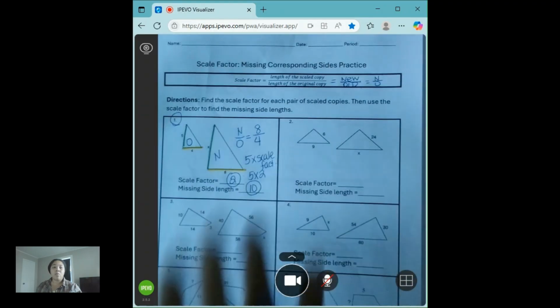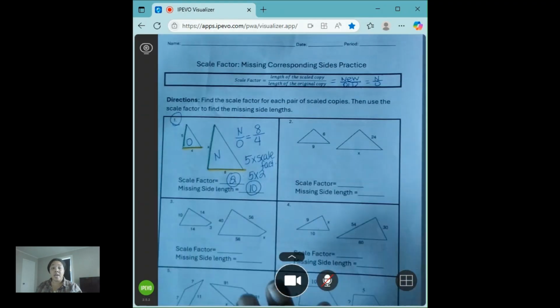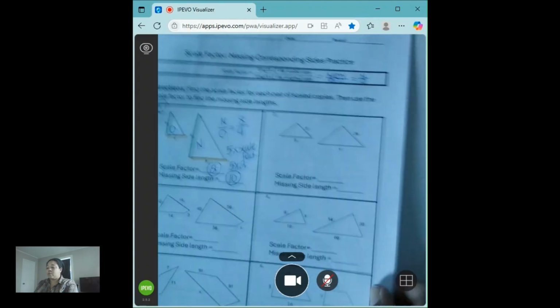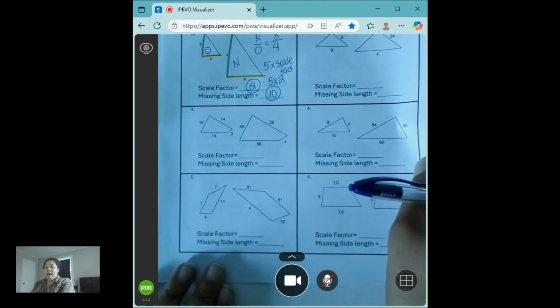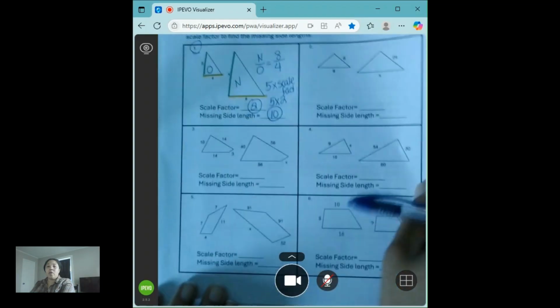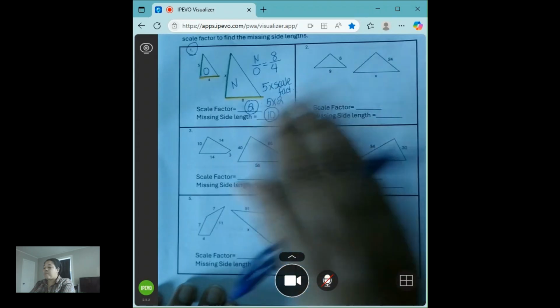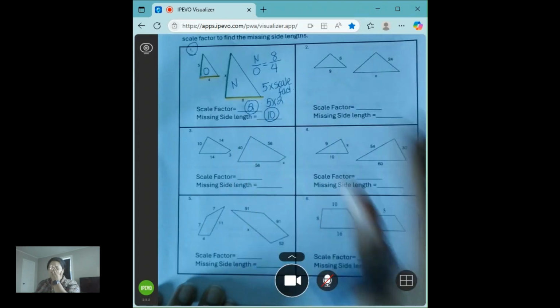So that is how you would do the rest of your problems, your even ones: 2, 4, 6, and 8. 8 is on the back of this sheet. So I'm going to show you number 5. Let's do number 5. By the way, this is showing work. If you only give me the answers and I don't see any work, I'm only giving you half credit. Just a heads up.